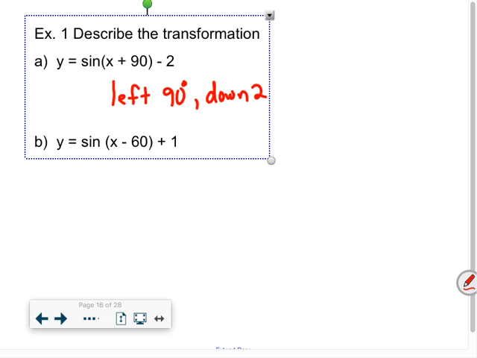All right, how about letter B? Who wants to tackle this one? Daria? Right 60 degrees, up 1. Good job. Right 60 degrees and up 1. All right, now we're ready to graph.